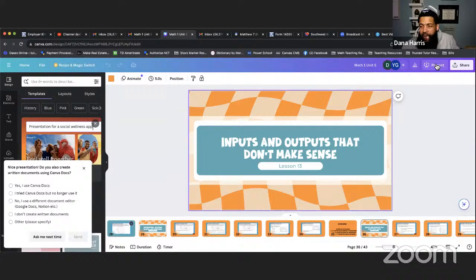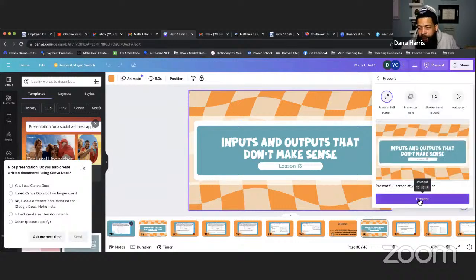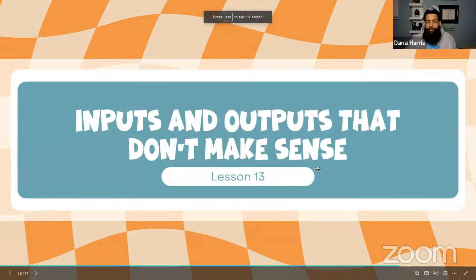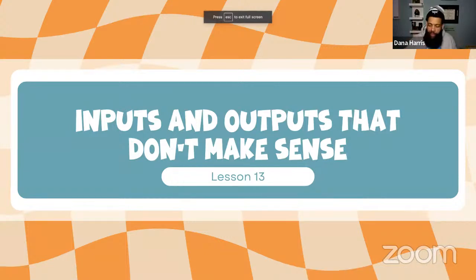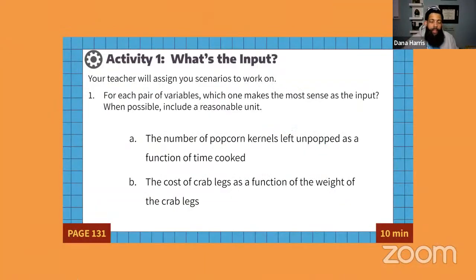For the students, I want you to go over in your Unit 5 workbook. We're starting with Activity 1, going to page 131. I'm going to share my screen. And as you can see, I have a presentation. It's got a little bit of color in it now. I'm tired of using them bland slides: inputs and outputs that don't make sense. And we're going to Activity 1 on page 131.